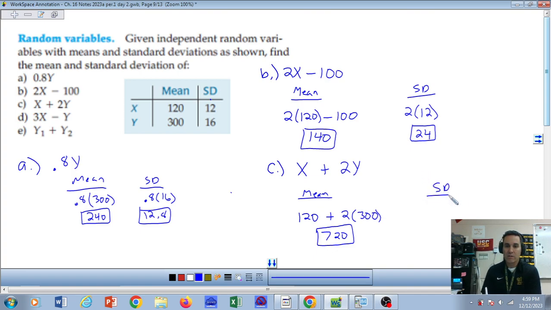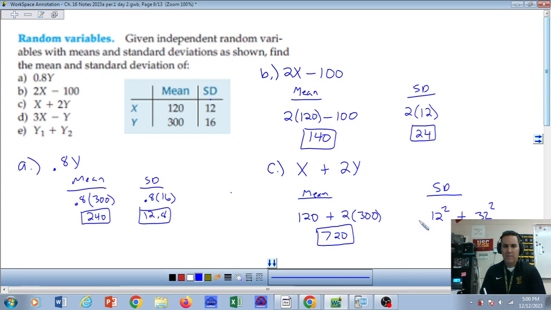Now, for the standard deviation, here's the tricky part. You cannot add the standard deviations. The common wrong answer, don't write this down, is that someone's going to do 12 plus 2 times 16, and they're going to give that as their answer. That is not how we do this. We cannot add the standard deviations. So what we need to do is take 12 squared, which is the variance of the x group, and add it to the variance of the y group. But the y group has been doubled, so instead of being 16 for the y group, the standard deviation was actually 32. So you're going to take your 32 and square that.